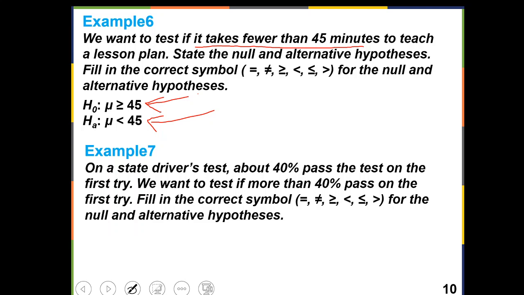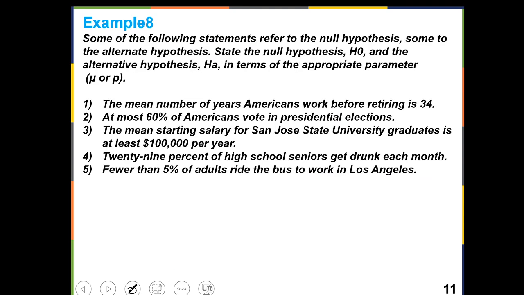On a state driver's test, about 40% pass the test on the first try. We want to test if more than 40% pass on the first try. So we want to test that. That means greater than. So it goes there.